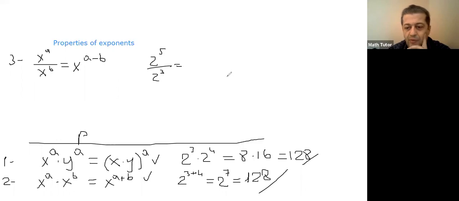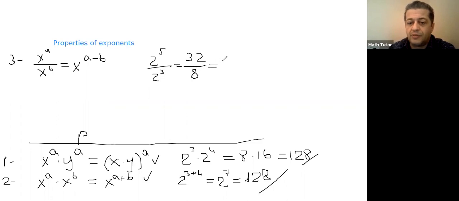If we make this operation in regular mode, we will find 2 at power 5 is 32, because we have 2 times 2, 4, 4 times 2, 8, 8 times 2, 16, 16 times 2 is 32. But 2 at power 3 is 2 times 2, 4, 4 times 2, it is 8. 32 divided by 8 is 4. But 4 can be written as 2 at power 2, isn't it?